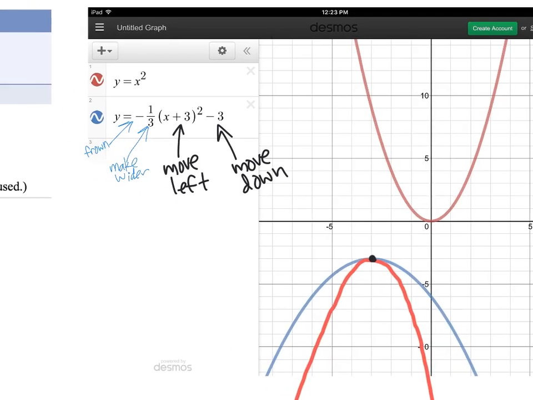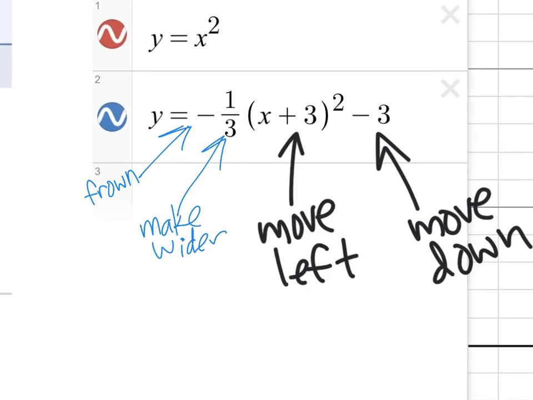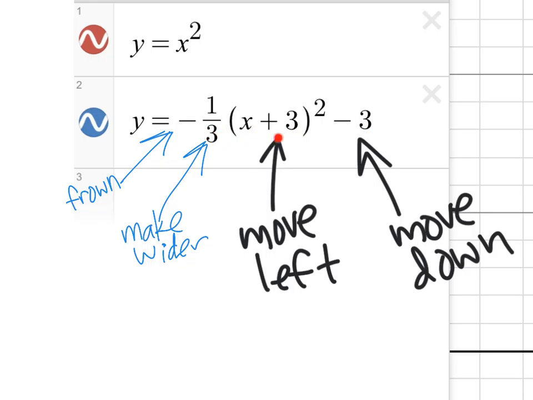So there we go. The things we're supposed to learn: when you look at a new transformation, you're supposed to be able to see the +3 moves it to the left. The -3 moves it down. The negative makes it a frown as opposed to a smiley face. And the 1/3 makes it wider. If this was like a 5, it would make it skinnier. So fractions make it wider or fatter, and a number like 5 or something makes it skinnier.